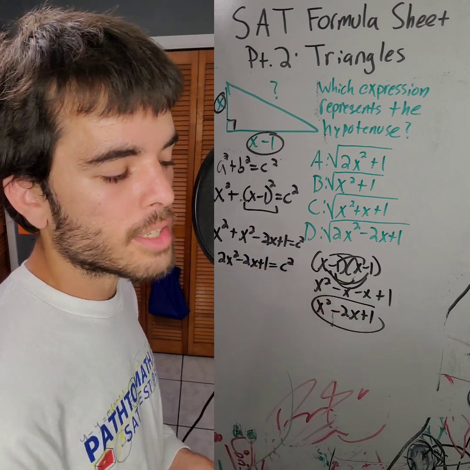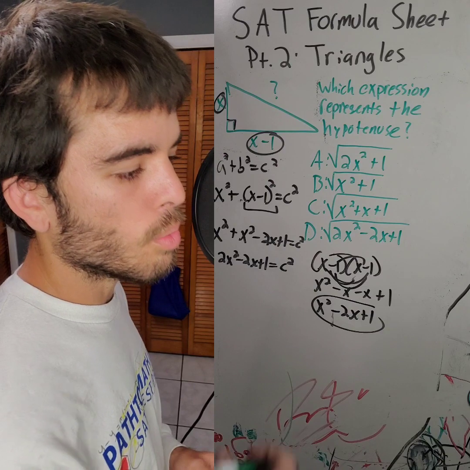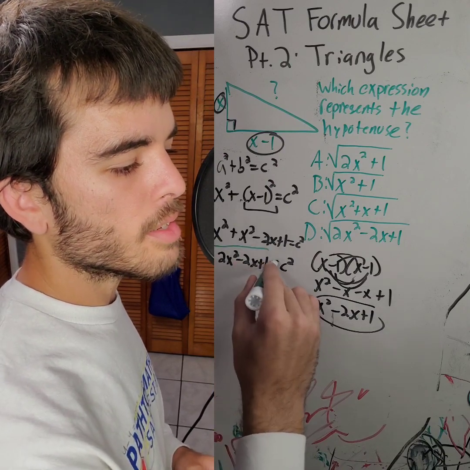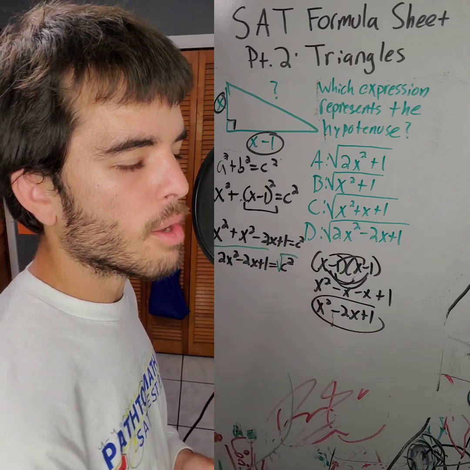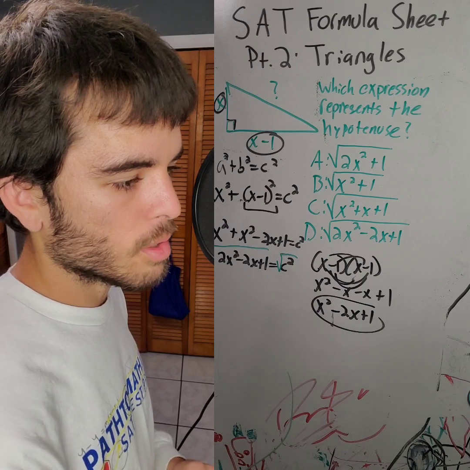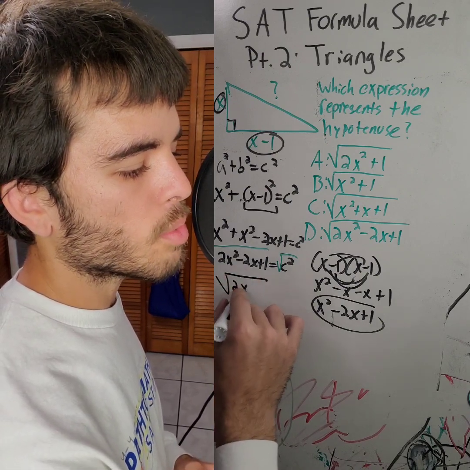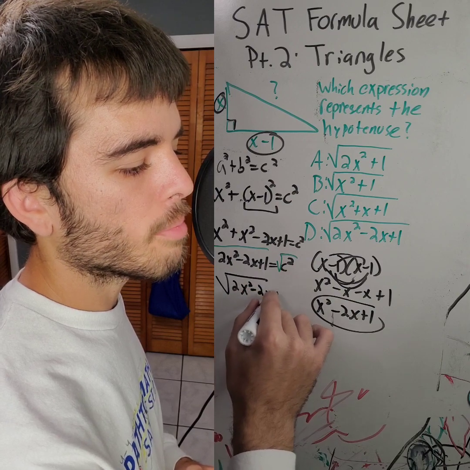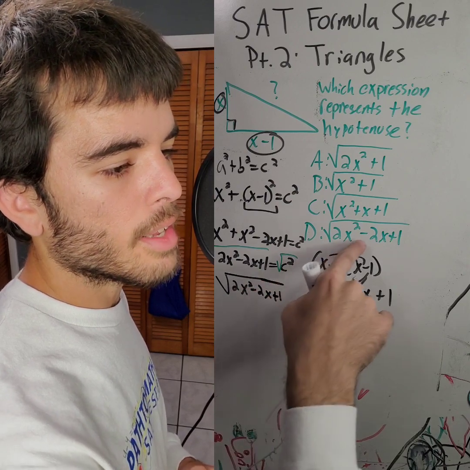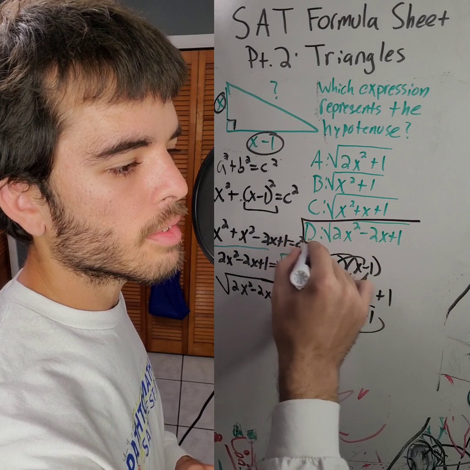We're almost there. The last step we have to do is take the square root of both sides to properly solve for the hypotenuse. That's always the last step in the Pythagorean theorem, is taking the square root. So we have the square root of 2x squared minus 2x plus 1, and that is option D.